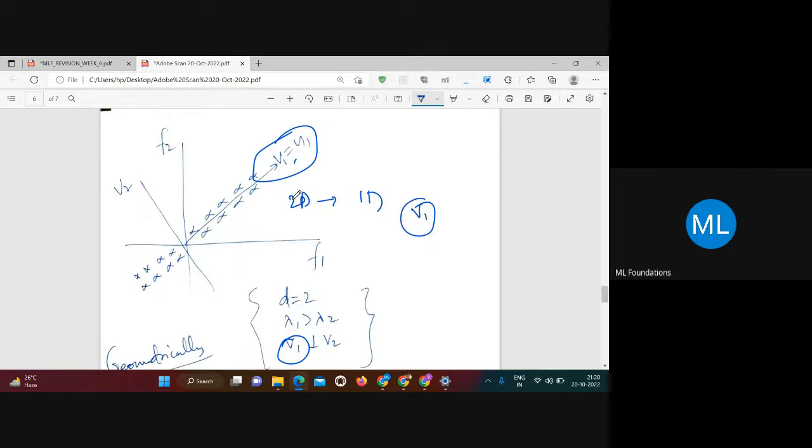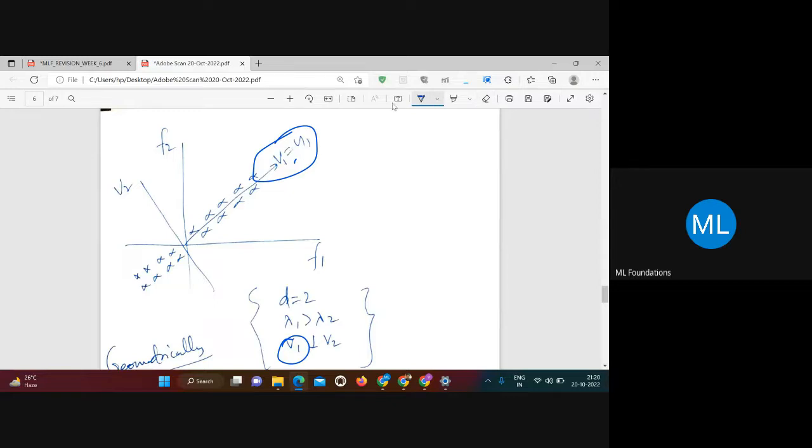So if you want to convert 2D to 1D, you will just care about the V1 vector. You should not care about the V2 vector, because in V2 the variance would be minimum.